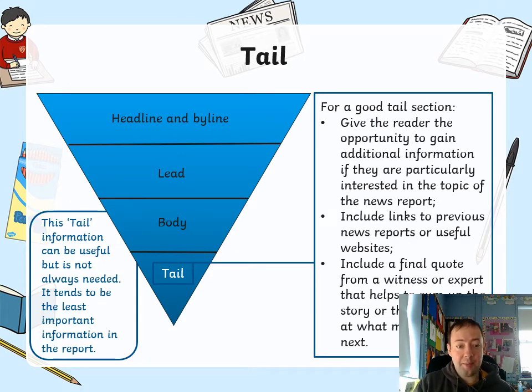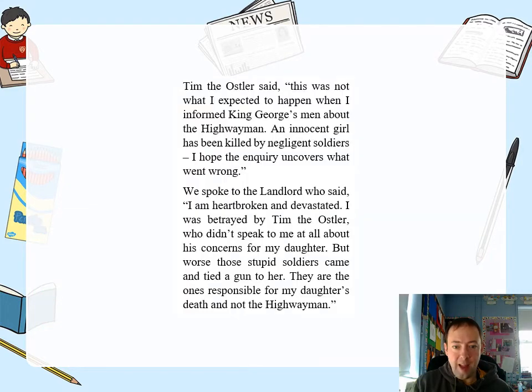At the end of it, there's a part called the tail. Now I said before, the tail is where I would expect quotes and things like that. This is where you give the least important information, or you say what's happening now. Here I've used speech. Here is my tail. Tim, the ostler, said, "This was not what I expected to happen when I informed King George's men about the highwayman. An innocent girl has been killed by negligent soldiers. I hope the inquiry uncovers what went wrong."